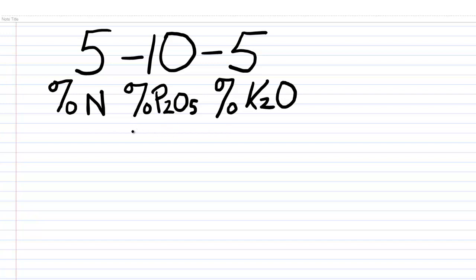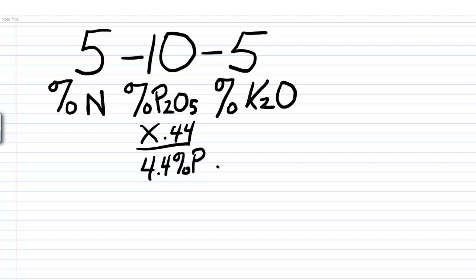So we'll say we've got a 5-10-5 material. That constant for phosphorus, for the conversion of phosphate to phosphorus, is 0.44. So a 10% phosphate product times 0.44 is going to give us 4.4. This material is actually 4.4% phosphorus by weight.